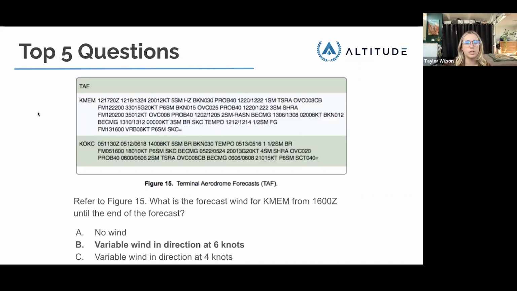What we're looking for here is Mike Echo Mike, and we're looking for the forecast starting at 1600 Zulu. At the bottom here, we have from the 13th at 1600 Zulu. So this is what we're looking for here. And the forecasted winds are variable at 6 knots. So our answer here is B.